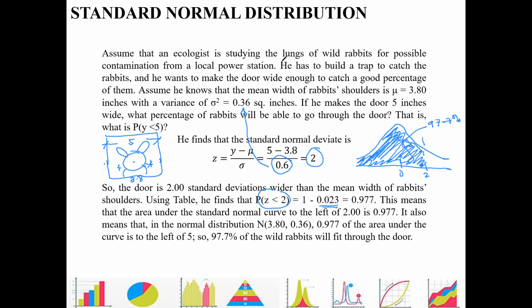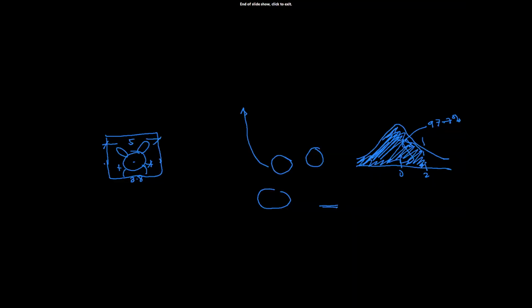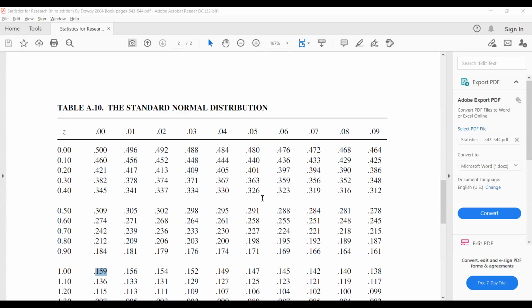Question? Naintindihan niyo ba yung problem? Opo, sir. Okay. So kung wala na kayong question, okay, that's the end of my presentation about normal distribution. Yung table na pinapakita natin kanina, I will upload it sa Google.